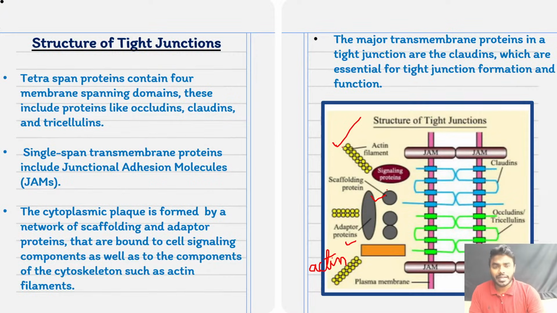Okay, and I just said that there are four proteins: claudin, occludin, tricellin and JAM. And just now we have discussed very clearly the major function of the JAM is connecting the tight junction of one cell to the tight junction of another cell. That point is very clear.